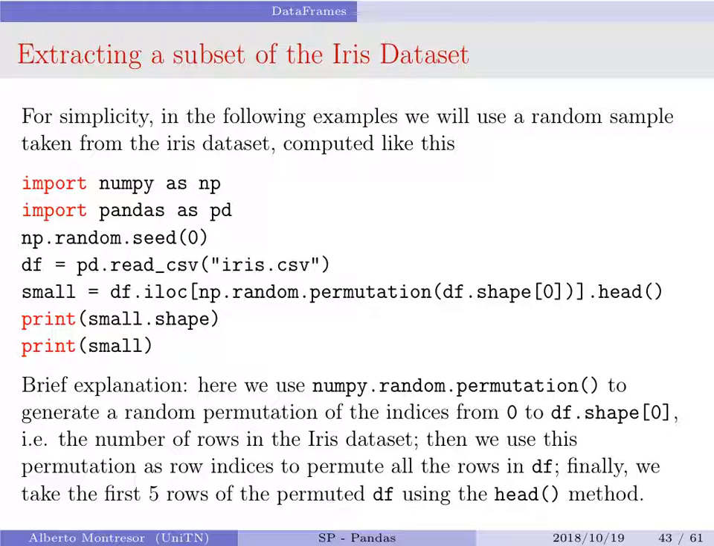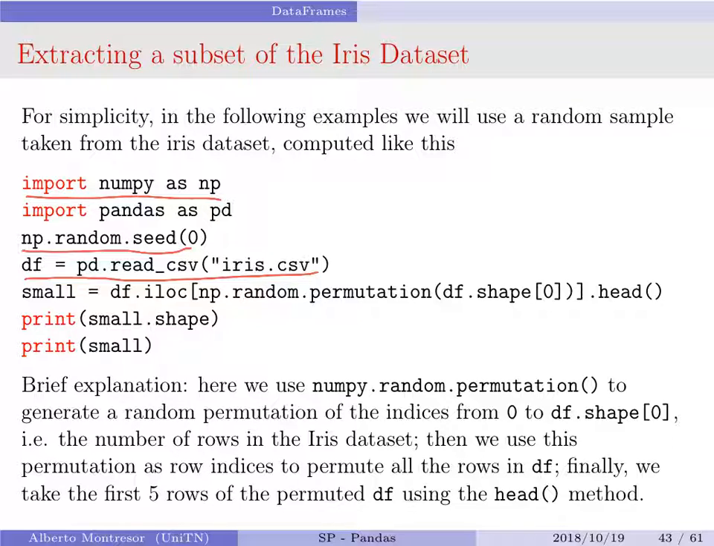So, in the following, what I will use is a random collection of elements from the Iris dataset. So, I read the dataset here. Okay. Now, see what I'm doing here. I need something that I will introduce in the next lecture, which is NumPy. But what I'm doing here is using NumPy for random number generators.